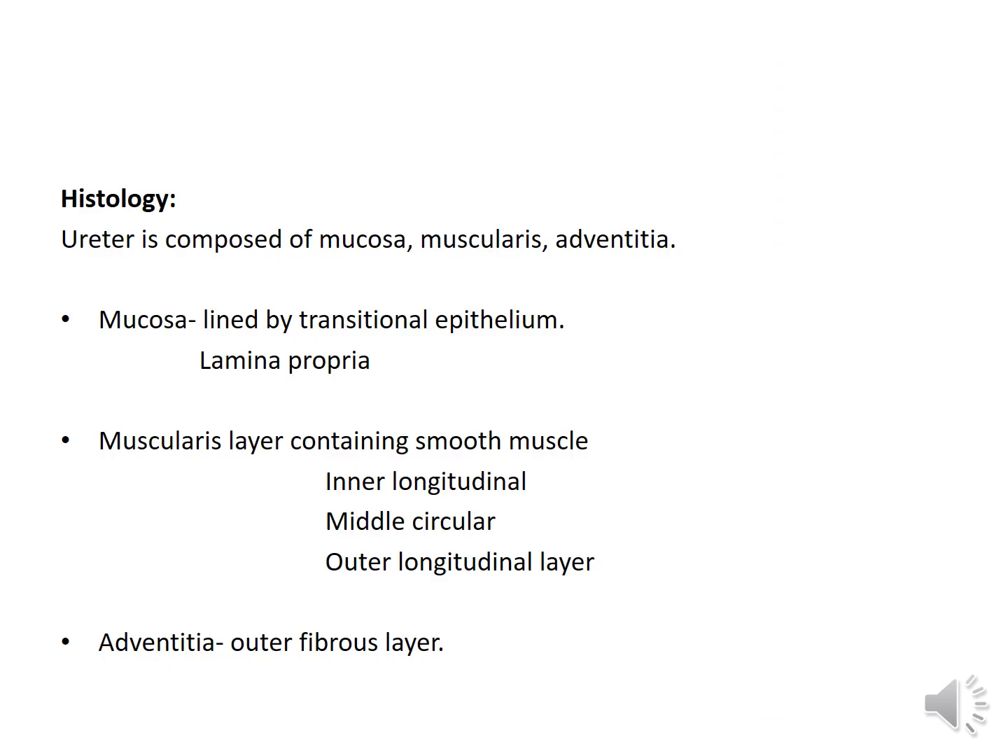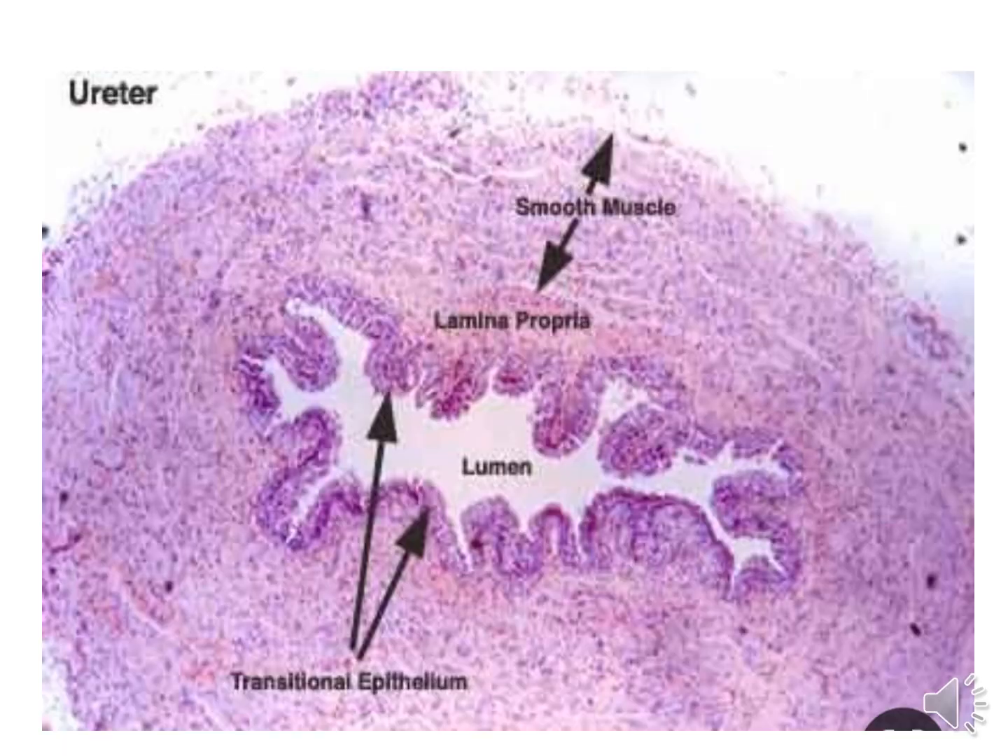Histology of ureter. Ureter is composed of mucosa, muscularis layer and adventitial layer. Mucosa, it is lined by transitional epithelium and it contains lamina propria underneath. So below that there is a muscularis layer which contains smooth muscle. There are three layers: inner longitudinal, middle circular and outer longitudinal layer of smooth muscle. And the outermost layer is adventitia, which contains fibrous tissue.